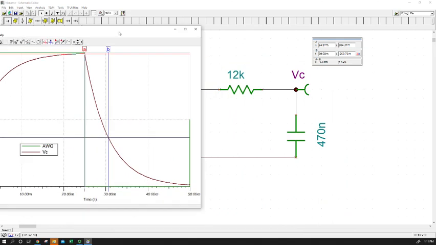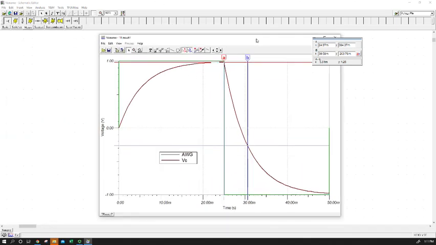Now we can check that with what we know it should be, assuming that the value of our resistor and capacitor are exactly what they said. So we have 12 times 10 to the third times 470 times 10 to the minus 9. So our calculated value from the exact value of the components was 0.00564. We measured on our results of our simulator 0.00561. Those are very close, and the only error in this case is my ability to position the markers and make the measurement.